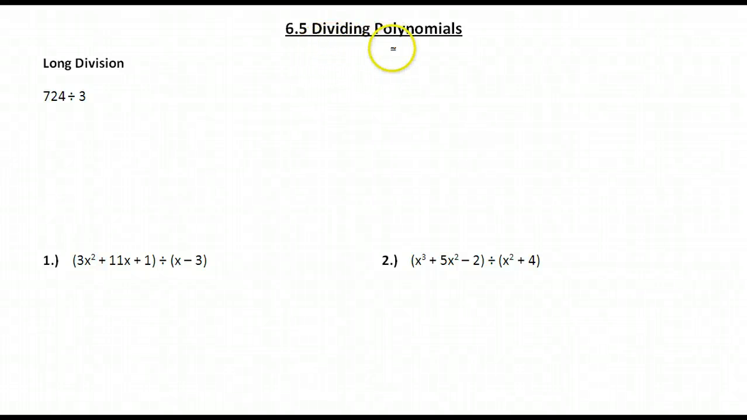Before we cover dividing polynomials, I want to review integer long division. If we have 724 divided by 3, this first number is called the dividend, and this second number is called the divisor.